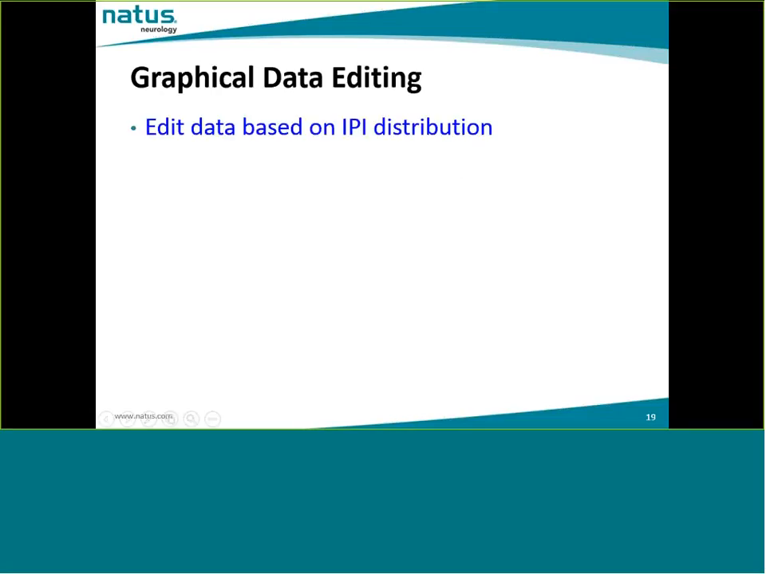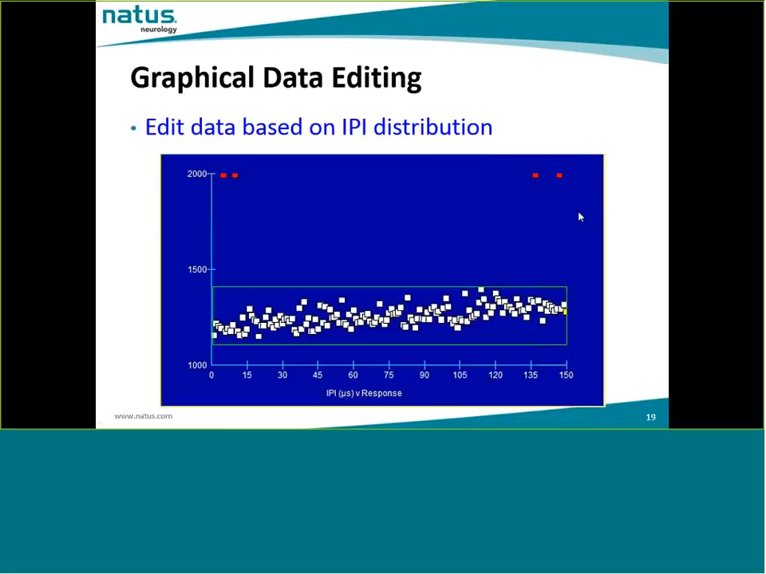So we edit the data based on interpotential interval distribution. So what do we mean by interpotential interval distribution? As I indicated earlier, we record 100 or more sweeps. From each sweep, we get 1 interpotential interval value, and we plot them in a successive manner. So in this plot, along the x-axis, we have the interpotential interval number, or the sweep number, and on the y-axis, we have the interpotential interval values. So this is the pattern of change in the interpotential interval values during our recording.